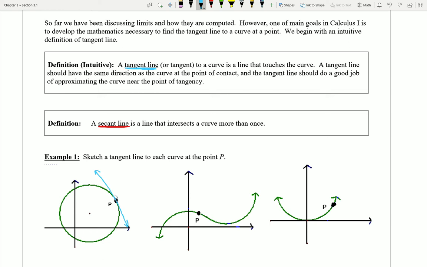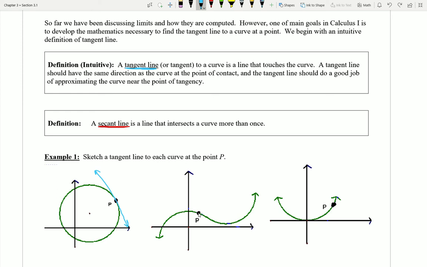Notice it moves in the same direction as the curve at that point. It touches the curve at that point, and it does a good job of approximating the curve near that point. Notice if you were to zoom in here on a little window, you could almost not tell a difference between the blue line and the green curve itself. On a small enough window, they should look identical. So let's see if you can try to sketch out some tangent lines on the next two pictures. Go ahead and pause the video really quick. See if you can sketch a tangent line. And when you unpause, you'll see me sketch some tangent lines on here as well.